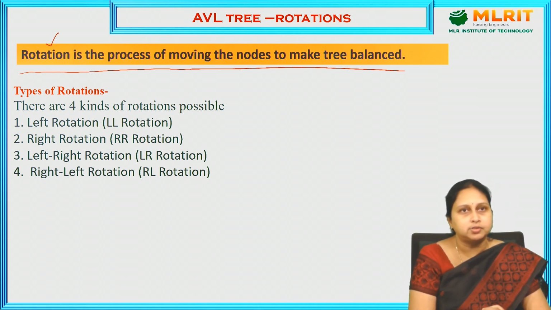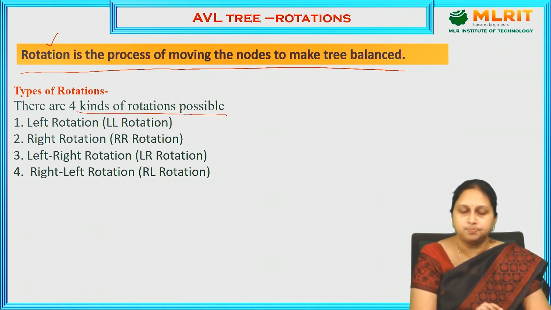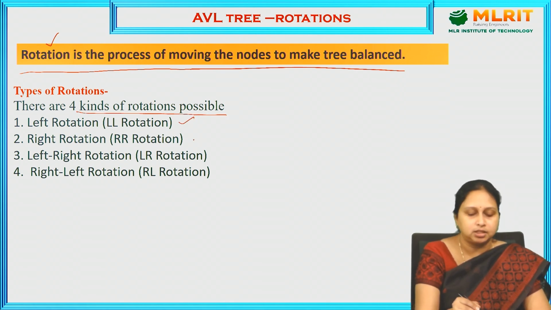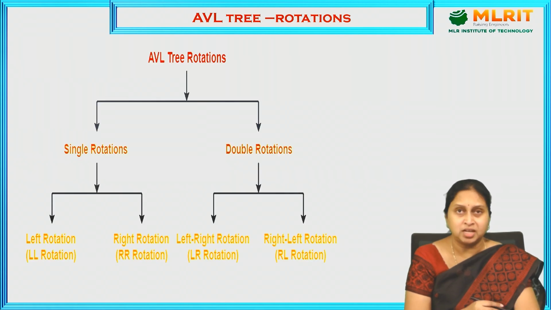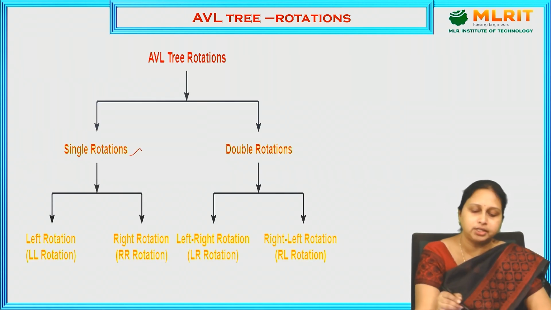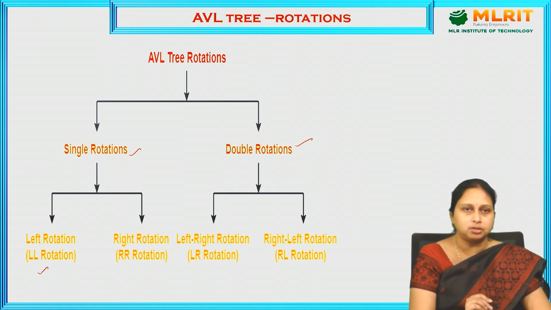When you look at these rotations, there are 4 different kinds of rotations that are possible. One is left rotation, the other one is right rotation, then left right rotation and right left rotation. These 4 rotations we are going to perform to make the tree balanced. You can see the same 4 divided into 2 categories. One is single rotation and the other is double rotation. In single rotation, we have left rotation, that is LL rotation, which is nothing but the left rotation. Right rotation, RR rotation, is nothing but the right rotation.